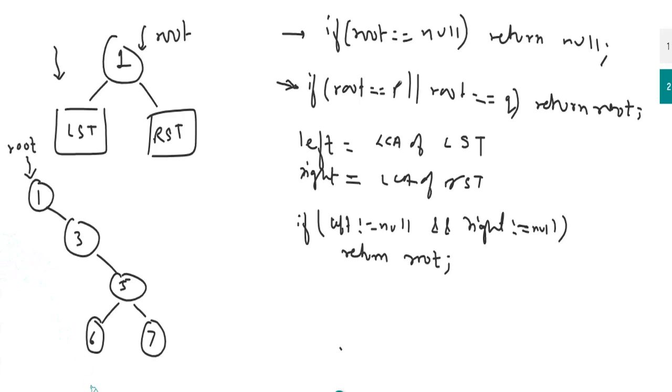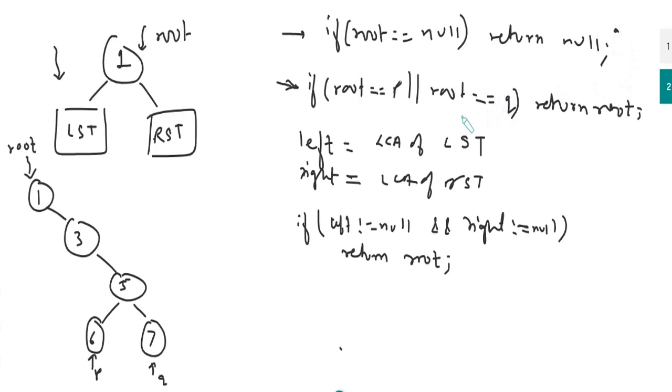So let's see, I have given P and Q as 6 and 7. How are we going to find the lowest common ancestor of 6 and 7, which is 5? We know that, but we have to find it with the algorithm. Firstly, we are going to check if root is null. No, so this condition is false.